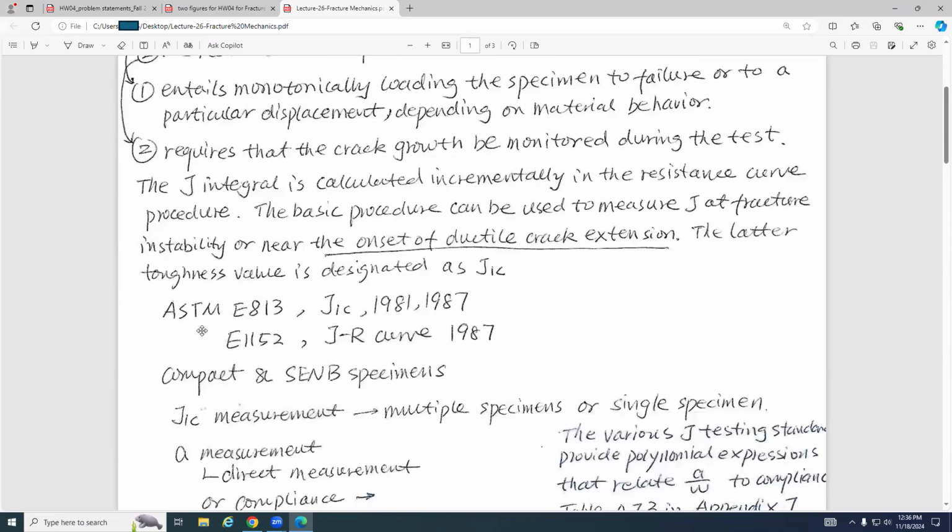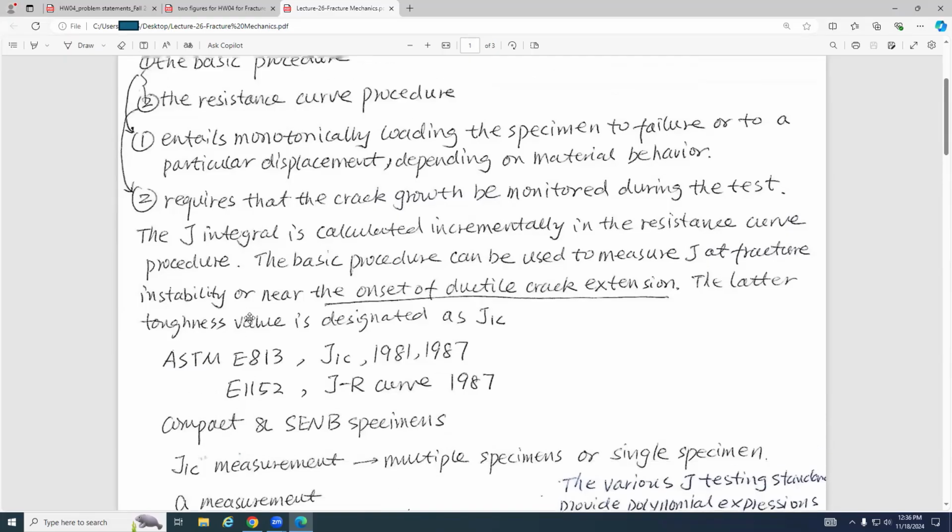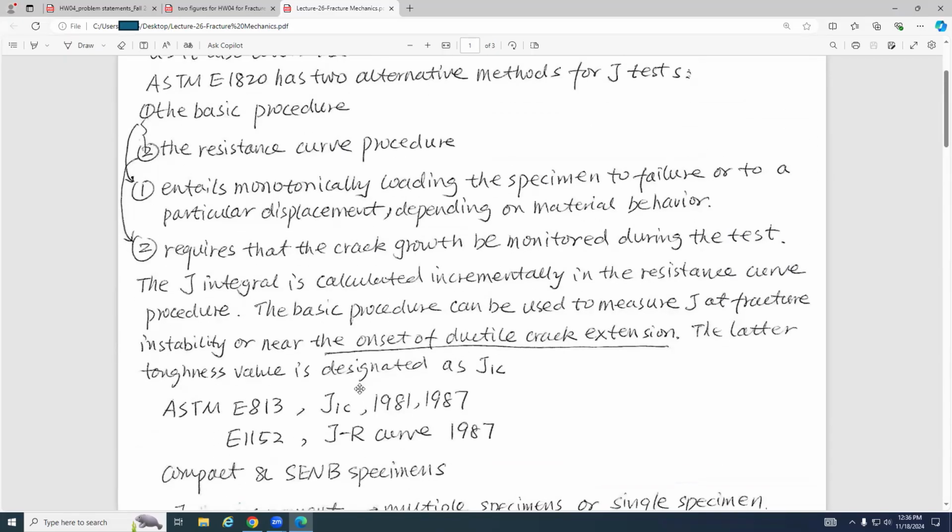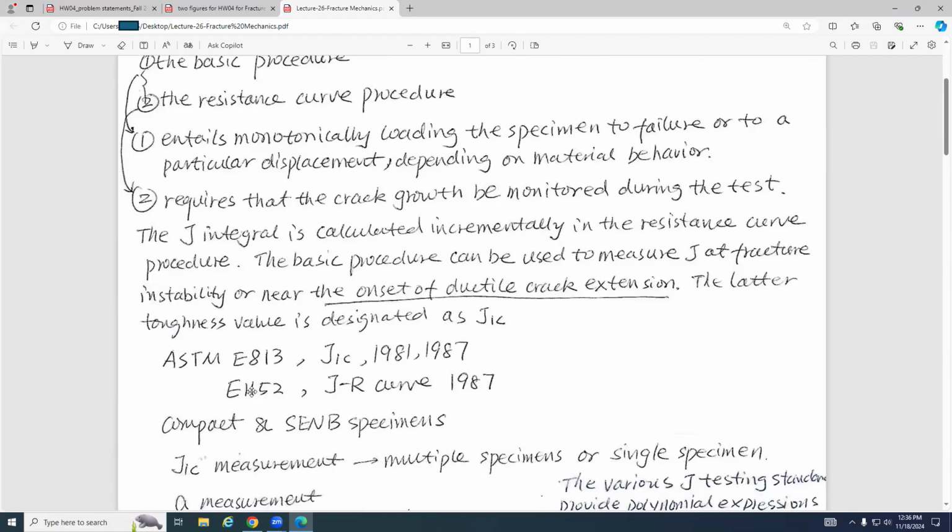So this is ASTM E813, and you can use it to calculate the JIC. There are two versions, 1981 and 1987. And with ASTM E1152, you can just get the JR curve.